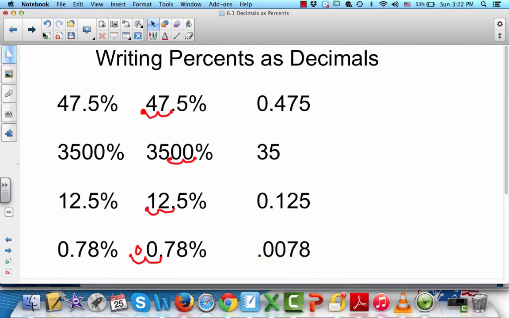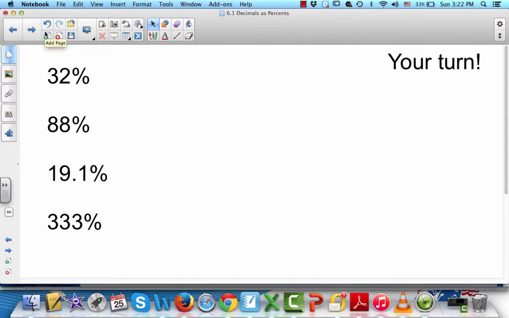Your turn now. Do these 4. Pause the video and then come back to me. So we've got 32%. We're going to take the decimal here and we're going to move it 2 places to the left away from the percent sign, and our answer is going to be 0.32. Here we're going to take the decimal and move it 2 places to the left, 0.88.